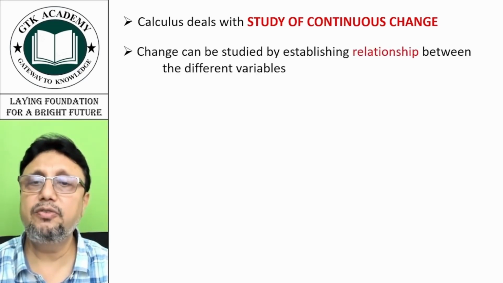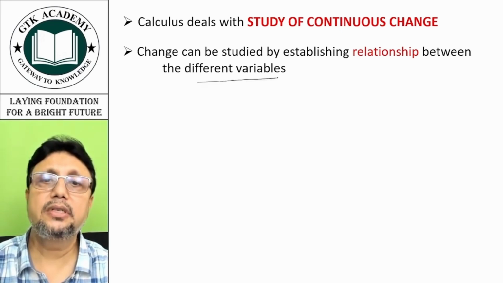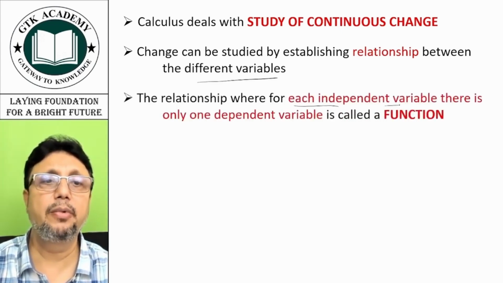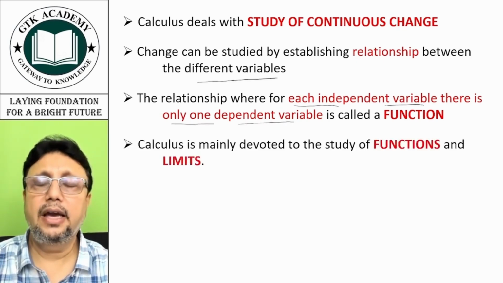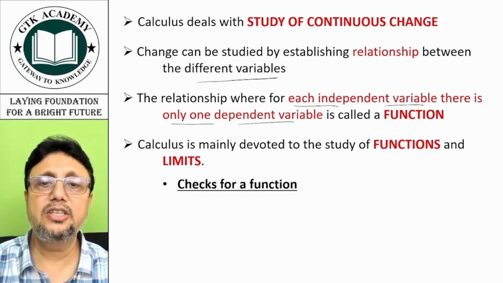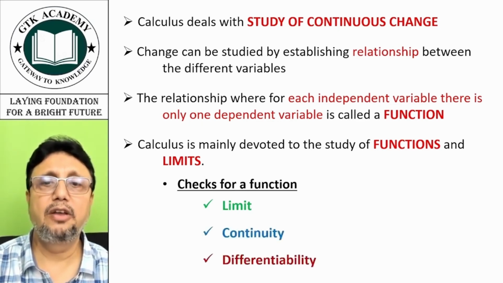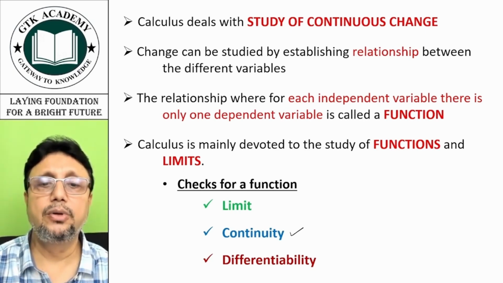And if you want to study the change, we have to establish a relationship between different variables, and the function is a special kind of relationship where for each independent variable there is only one dependent variable. Calculus is mainly devoted to the study of functions and limits, and there are certain checks for a function. The first one was limit, the second continuity, and the third differentiability, but differentiability we'll be discussing in later videos. Today we are going to discuss continuity.